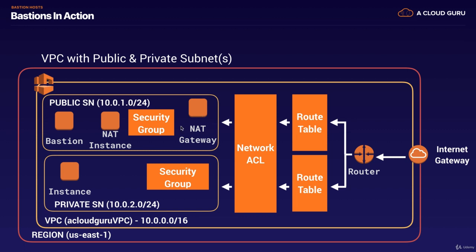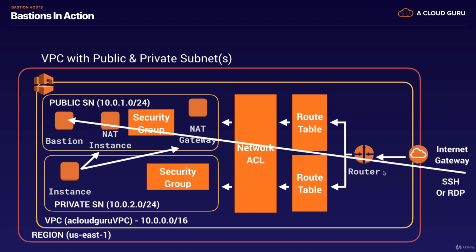When our instances in our private subnets need to access the internet, they do so via either a NAT instance or a NAT gateway. That's when they're downloading patches or installing software, etc. But if we need to go in and administer this environment, what would typically happen? We've got SSH or RDP, so SSH for Linux or RDP for Windows. Essentially, it's going through the internet gateway, through our route tables, through our network ACLs, through our security groups, and then on to our Bastion server.